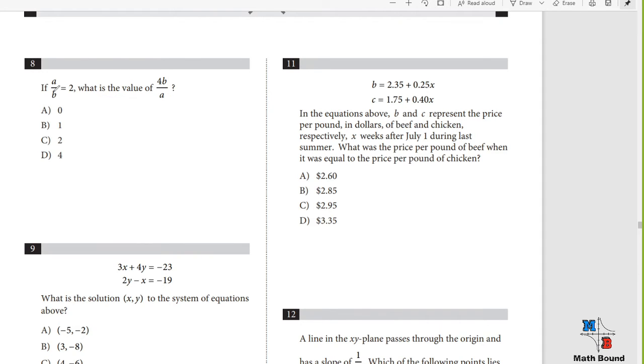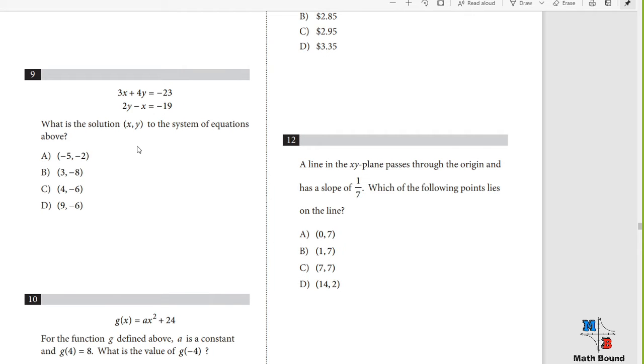They already said that A over B is equal to 2. So if A equals 2B, then we can substitute what A is into this other expression. Well, 4B divided by 2B is equal to what? The B's go away and you have 4 over 2, which is just 2. And there you have it, the answer to problem number 8.